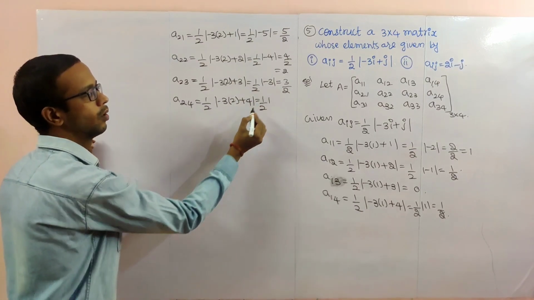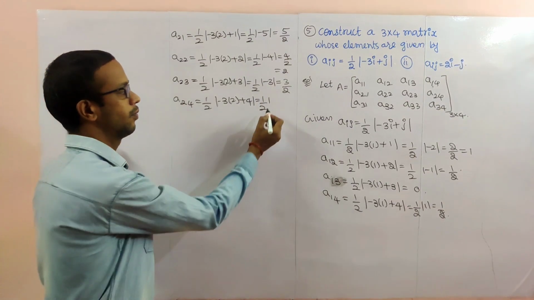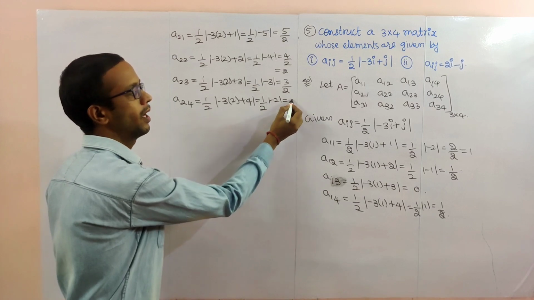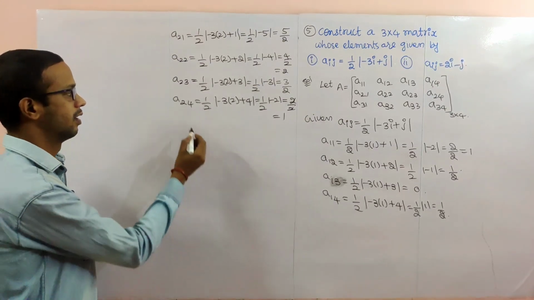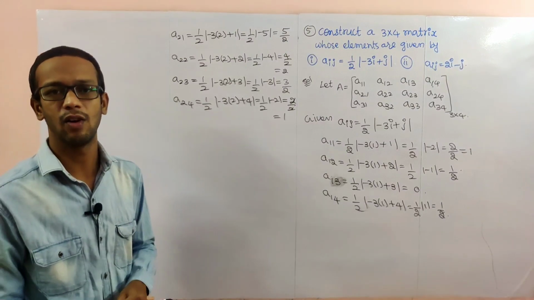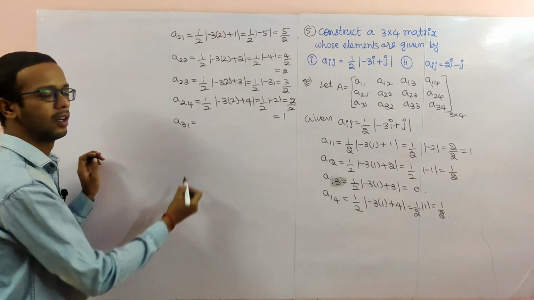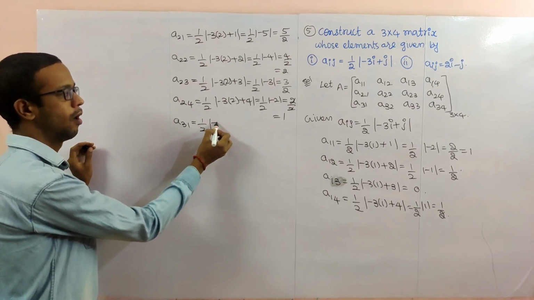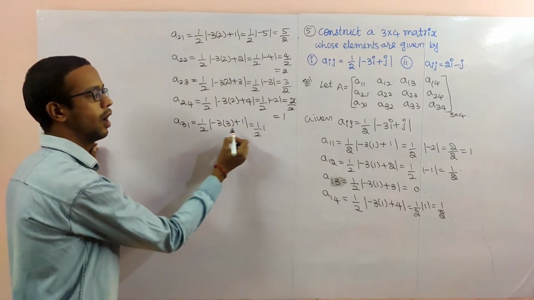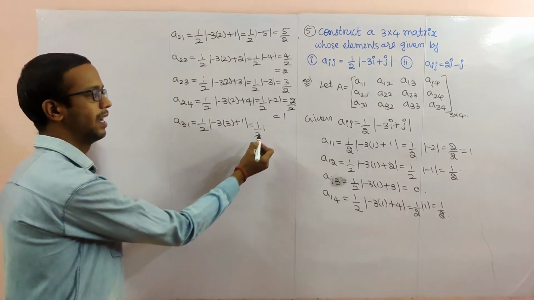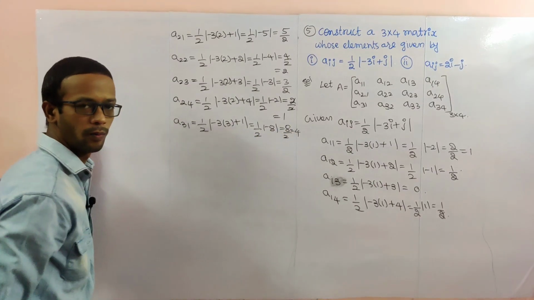Next A24: 1 by 2 mod minus 3 into 2 plus 4. How much will we get? Minus 6 plus 4 is minus 2. Mod minus 2 is 2, 2 by 2, that is nothing but 1. Next, second row completed. Next, third row we start. A31: 1 by 2 mod minus 3 into 3 plus 1, 1 by 2 mod minus 9 plus 1. Minus 9 plus 1 is minus 8. 8 by 2 is 4.